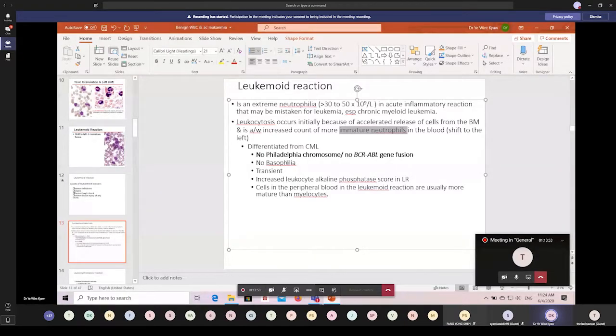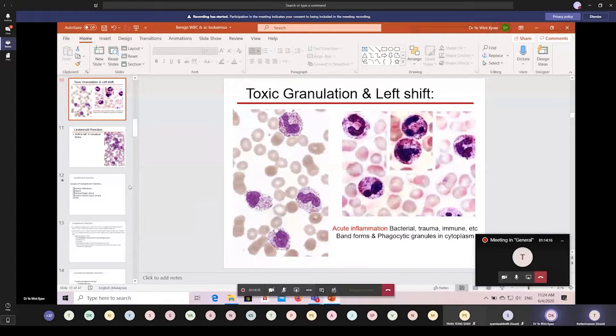Understand? Okay. Could you repeat, doctor? Shift to the left means you can see immature neutrophils in the left lane. It's called shift to the left. What is an immature neutrophil? Band forms. If you see band forms of neutrophil, then this is called shift to the left.